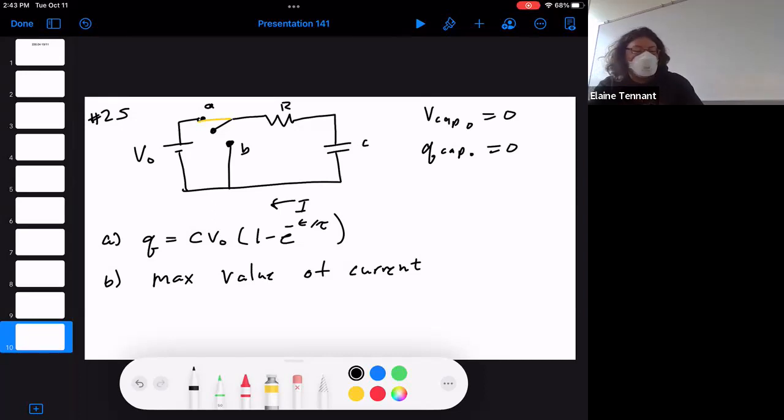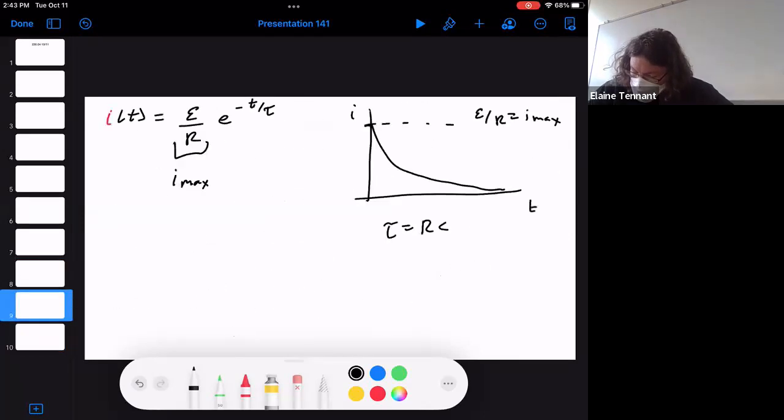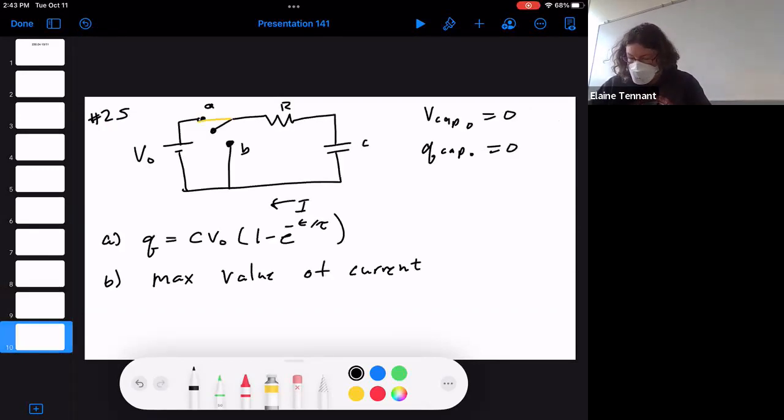At the beginning, where the charge on the capacitor is 0, there's no voltage on the capacitor. And so this just looks like a resistor and a battery. So that means, just like we said before, the maximum current would just be the battery voltage divided by the resistor. Sound okay? So I max is the battery voltage divided by the resistor.